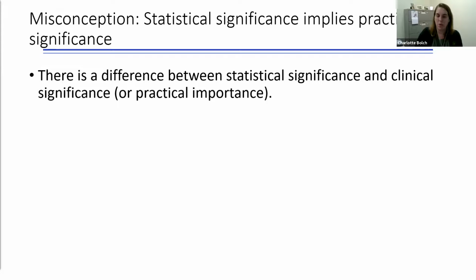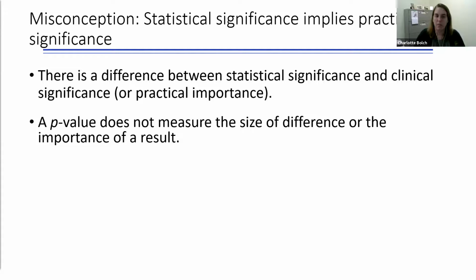What people sometimes get in the weeds about is that if you have 2,000 people in a study, and you randomize them to two different types of treatments, any difference that you might see is probably going to be statistically significant since you have such a large sample size, but that might not necessarily be practically significant. Also, the p-value doesn't necessarily measure the size of the difference or the importance of a result.